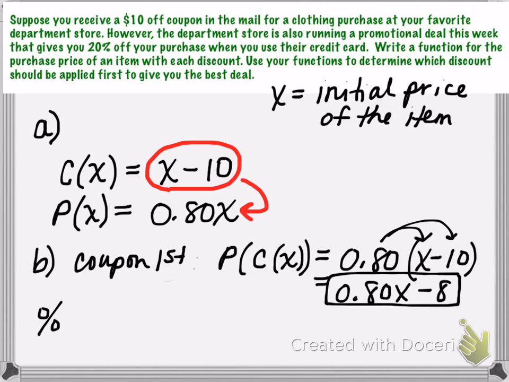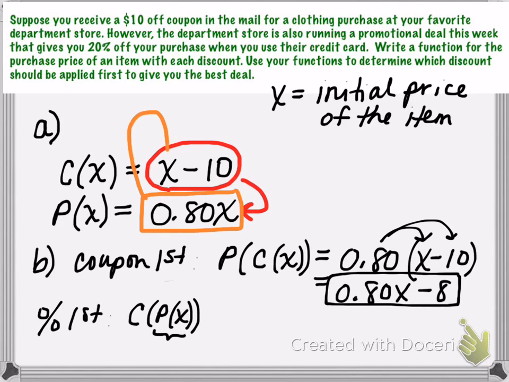Now let's compare that to the function we get if we apply the percentage first. In terms of a composition, that would be C of P of X, because now P is on the inside. That's going to reverse our substitution. Now we're going to take this function P and substitute it into function C, which is going to look a little different. That's going to be 0.8x minus 10.